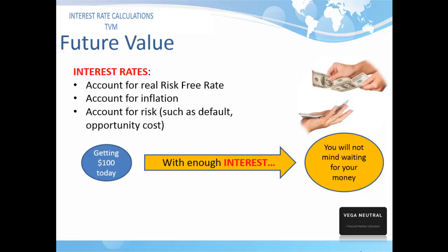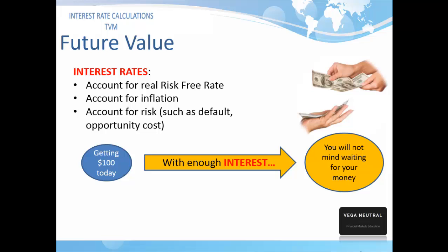Now, as I've explained to you in the beginning already, an interest rate has to account for a few things. It has to account for the risk-free rate. In other words, what can you get at a normal bank or a normal investment that carries very little risk? It also has to adjust for inflation, because if inflation is 4% and your investment yields 4% per year, you're not going anywhere. There's no growth in your investment. And then lastly, as I pointed out earlier, it has to account for risk.